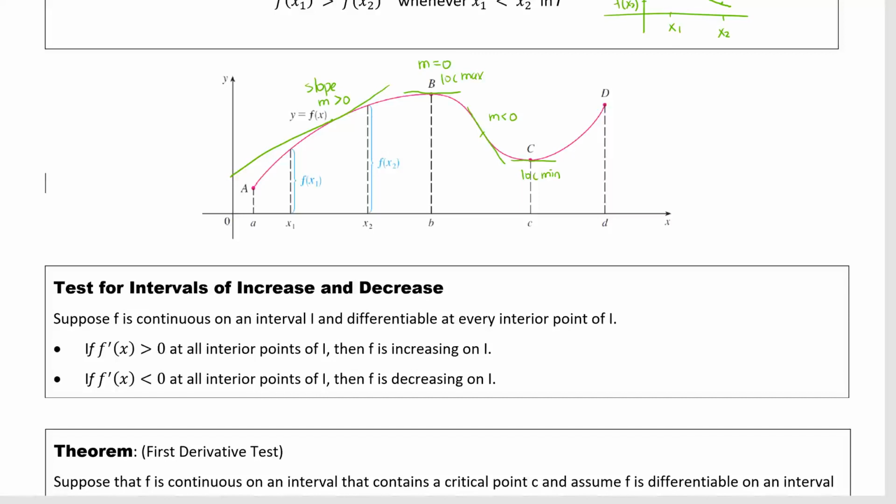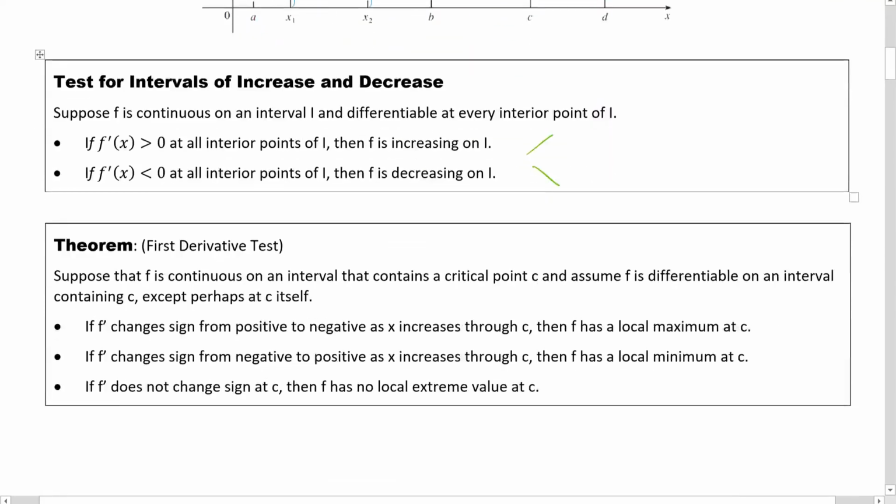Okay, so the test for intervals of increase and decrease. Suppose f is continuous on an interval I and differentiable at all interior points of I. If the derivative is positive at all interior points of I, then f is increasing on I. Right, the slope is positive, so it's increasing. And if the derivative is negative at all interior points of I, then f is decreasing on I. The slope is negative, so it's decreasing. And then we have the theorem.